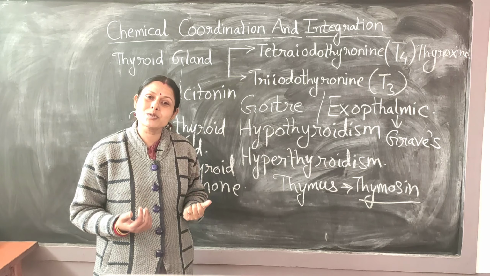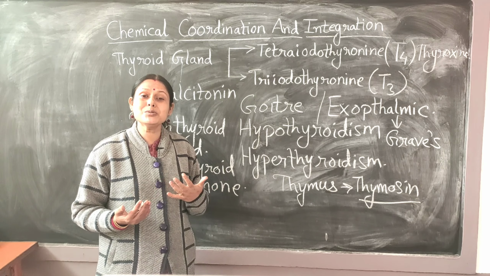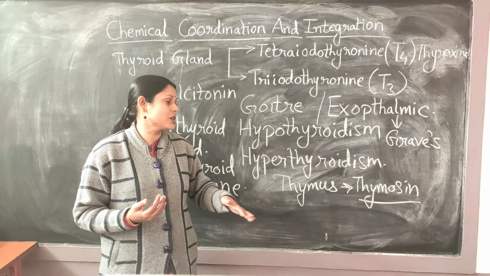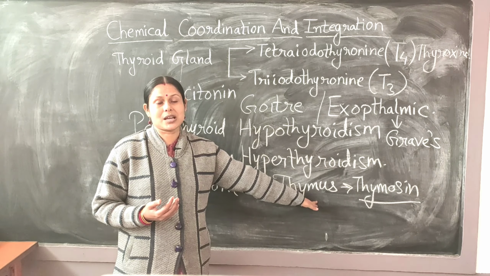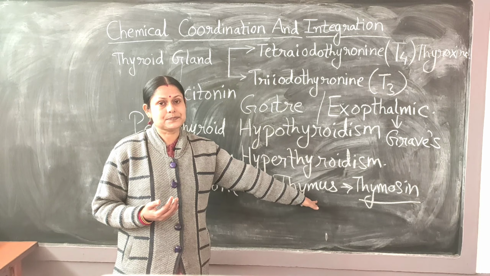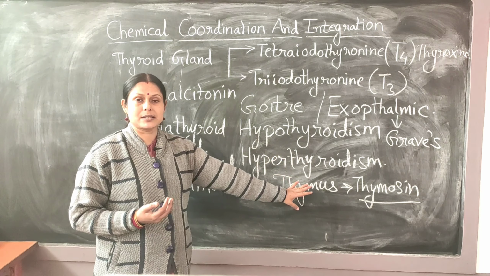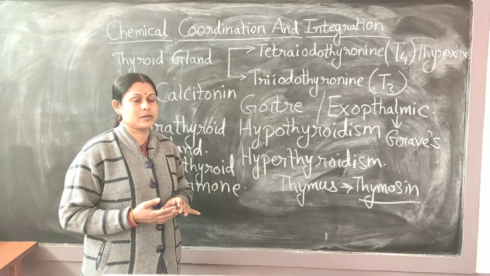Why is the immune system not strong? Because cell mediated immunity, which is done by the help of the T lymphocytes, is not getting maturation because of the degeneration of the thymus gland in case of the adults. Okay, so this is the thymus gland, the hormone secreted by the thymus gland, and its functioning in our body.